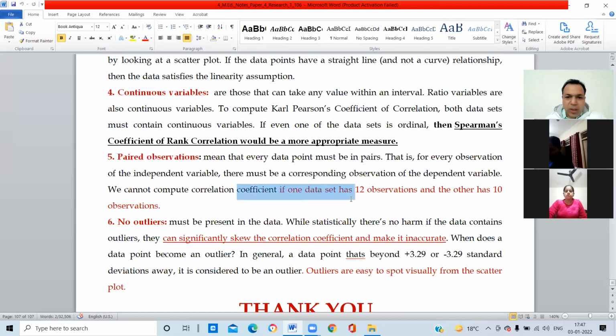For example, if one data set contains 12 observations and the other data set contains 10 observations, then it is not paired. It should be equal on both sides. If the two data sets are equal, only then can you tell about the relationship. How much is the relationship? How much does the relationship vary, right?